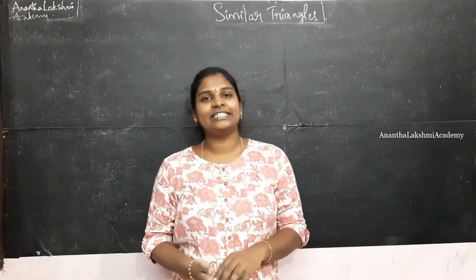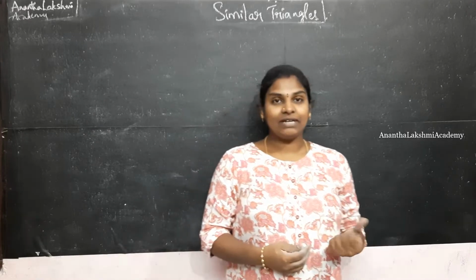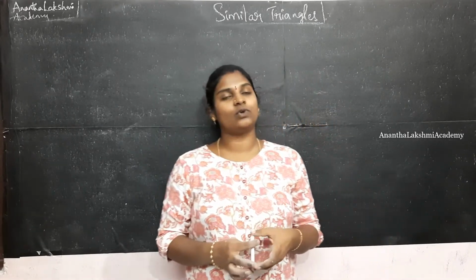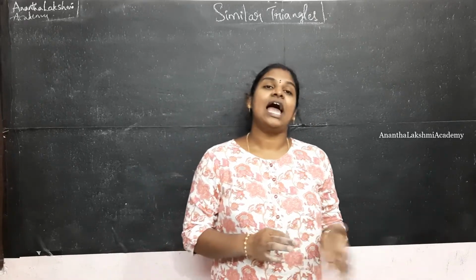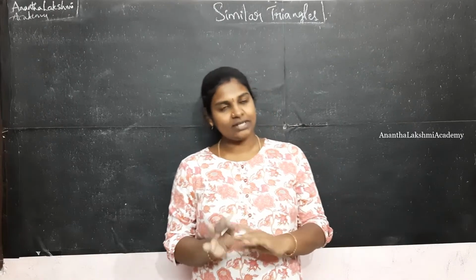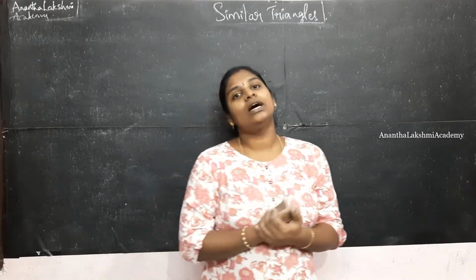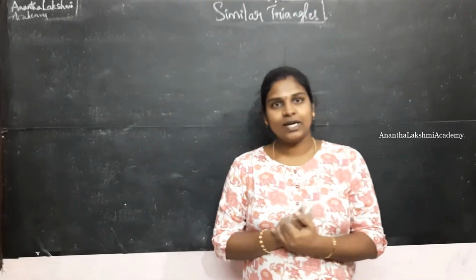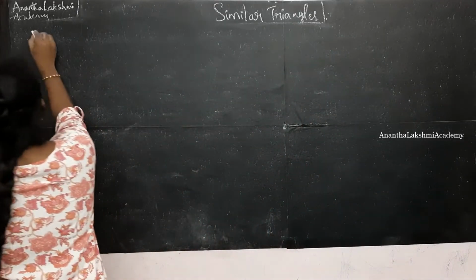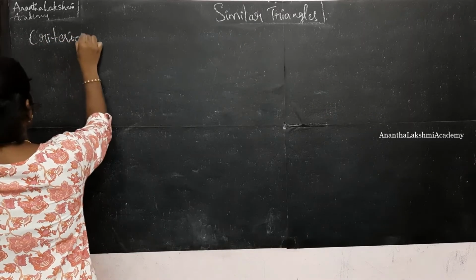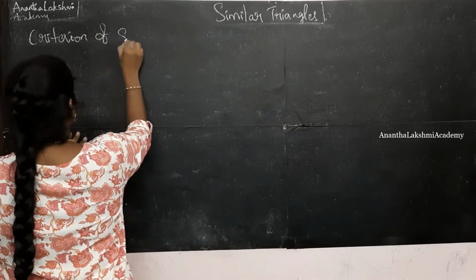Welcome back to Anantha Lakshmi Academy. We have covered so far exercise 8.1, the basic proportionality theorem, the converse of the basic proportionality theorem, and the similarity constraints for triangles in the earlier videos. Now we are going to discuss the criteria for similarity of triangles. There are a few criteria for the similarity of triangles, and we are going to discuss what those are.